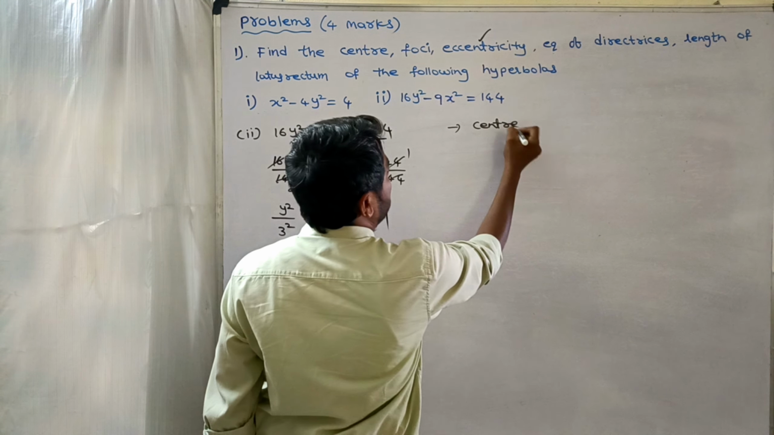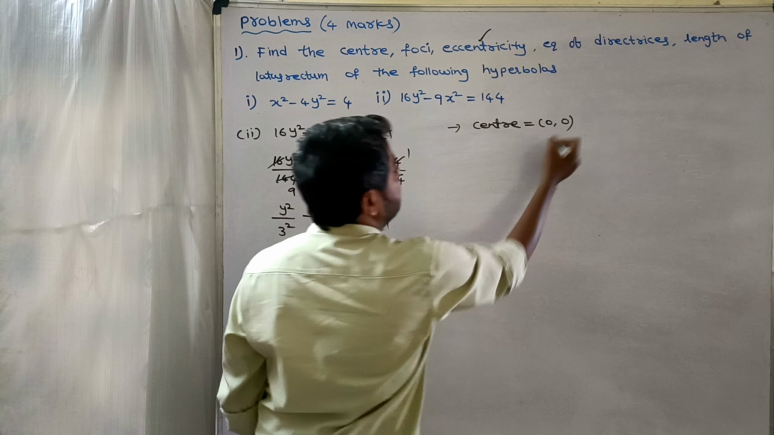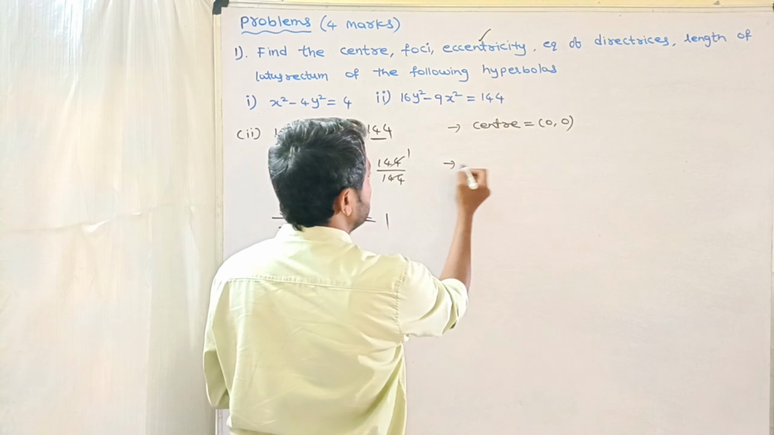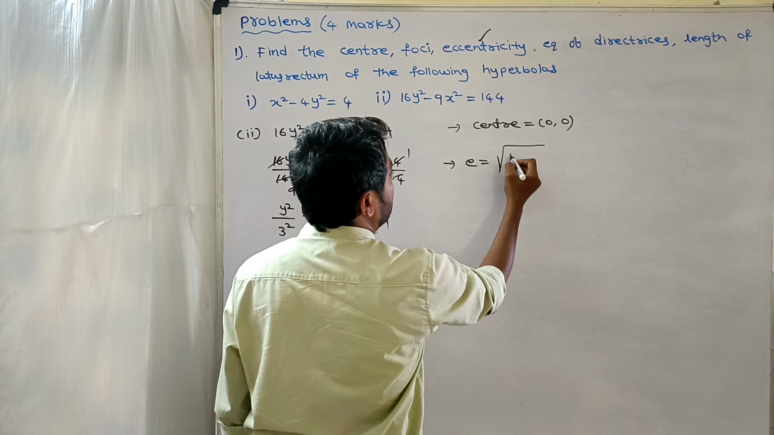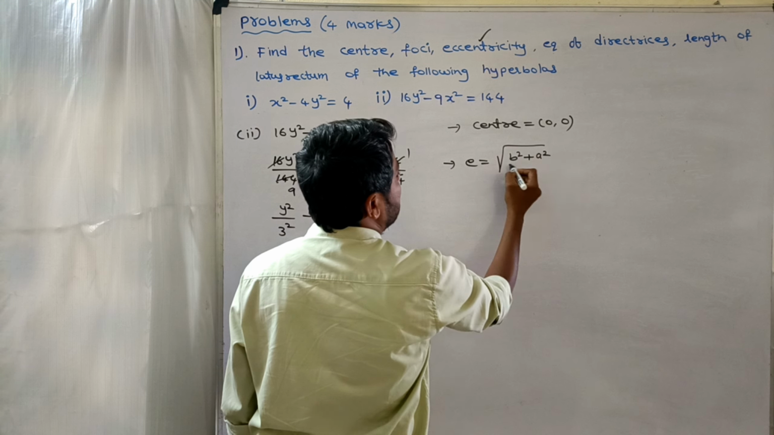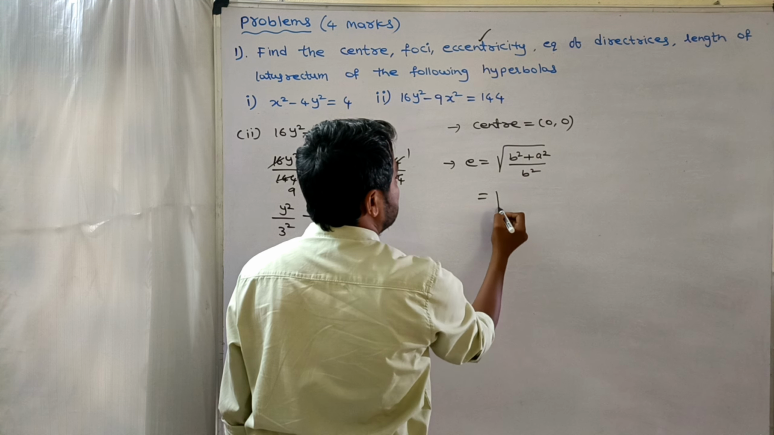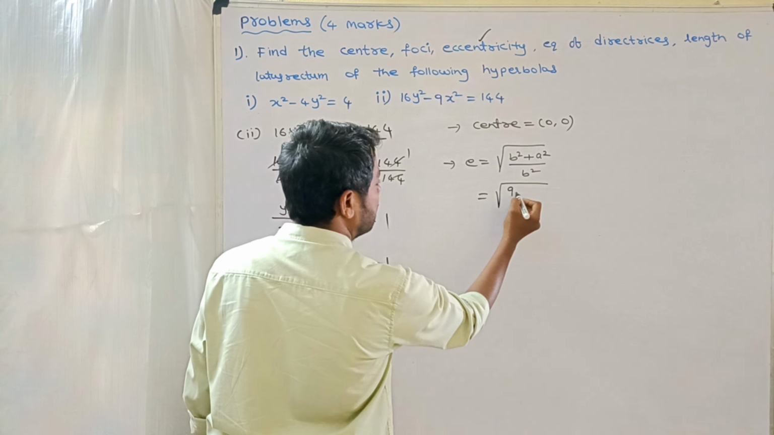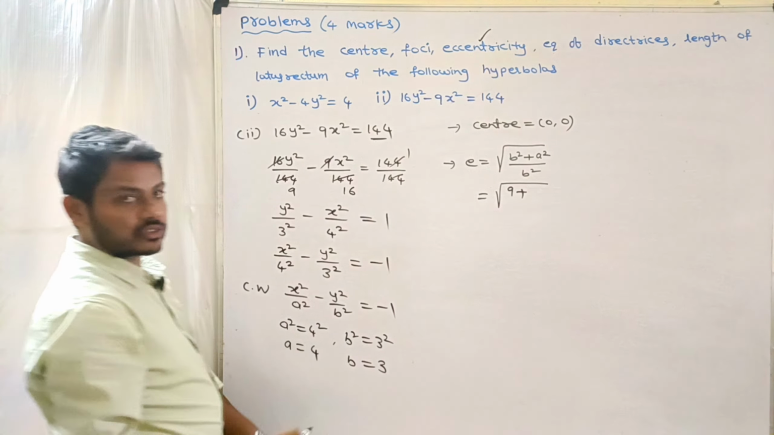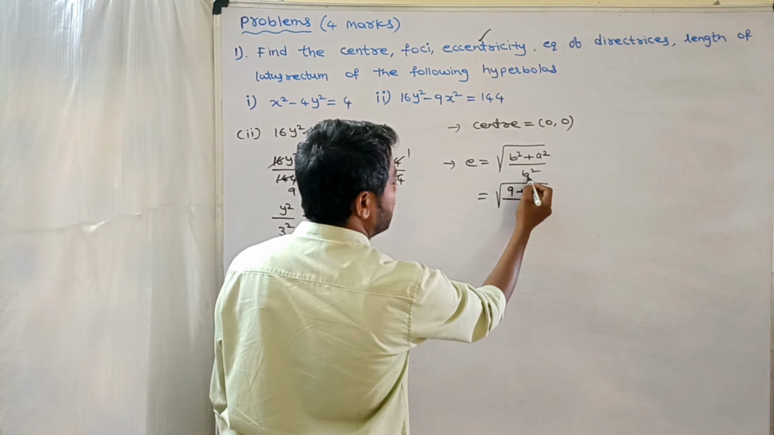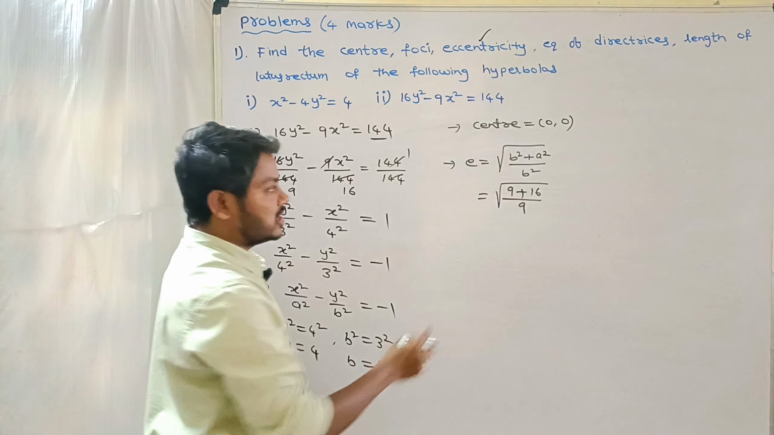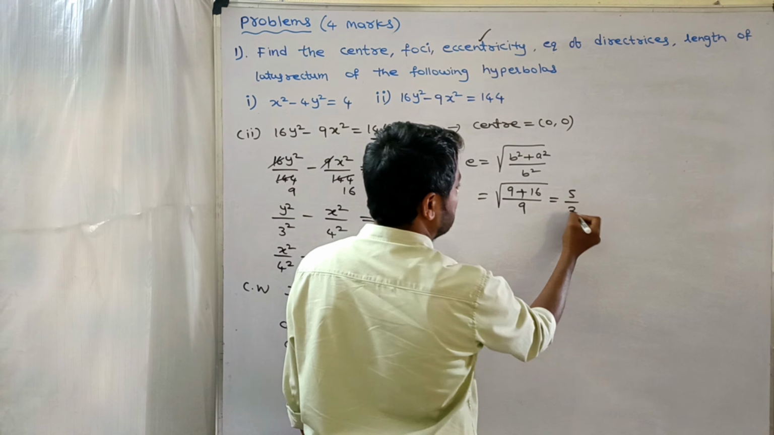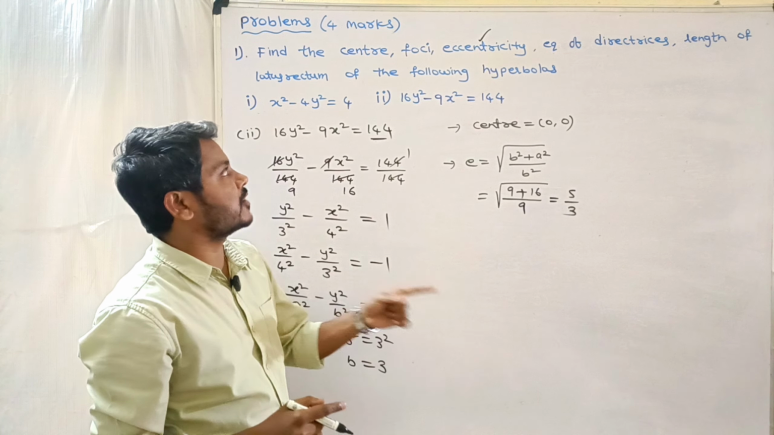We know that the center of the hyperbola is always (0, 0). Next, eccentricity. So e is equal to, what is the formula? Square root of (b² + a²) by b². So which is equal to the square root of, what is the b² value? 9, plus a² value, 4² that is 16, divided by b², again 9. So this is root 25 by 9, which is equal to 5 by 3. So the eccentricity value is 5 by 3.